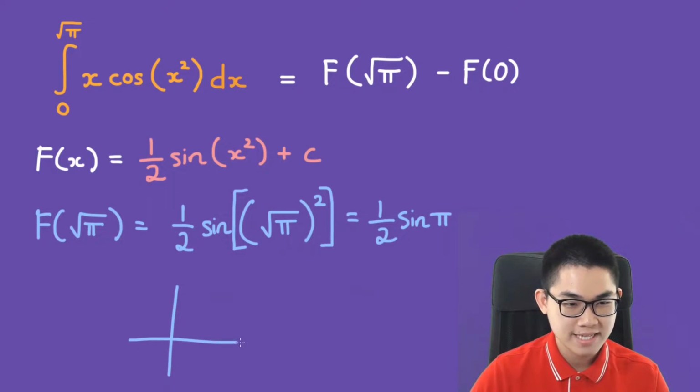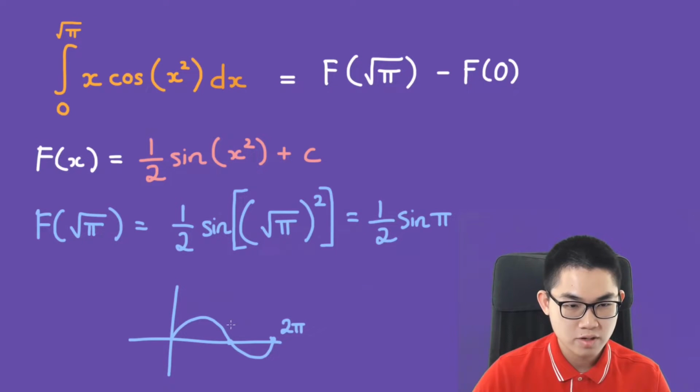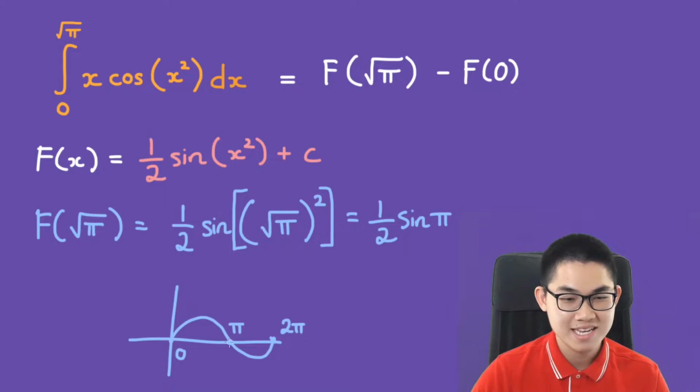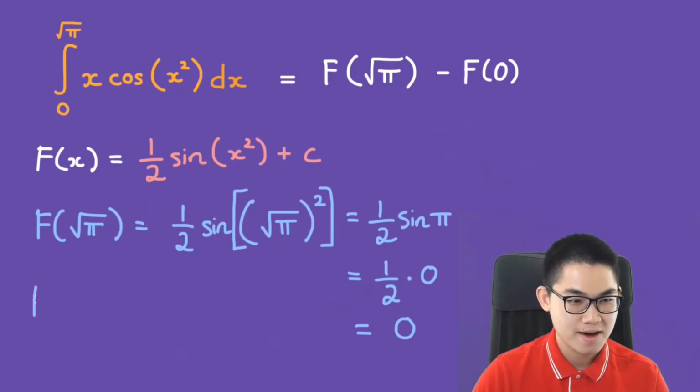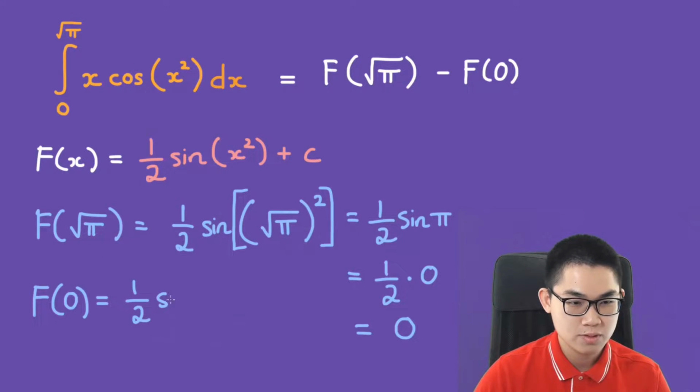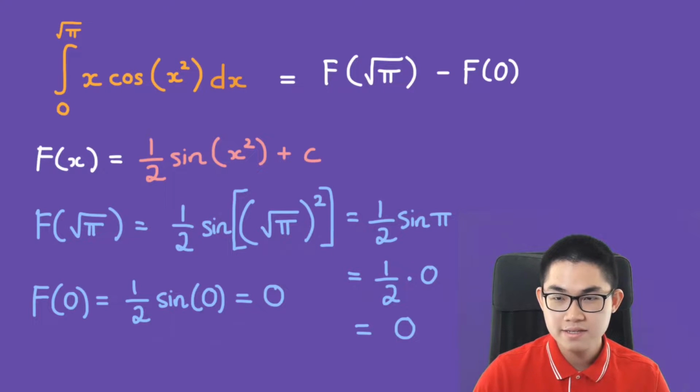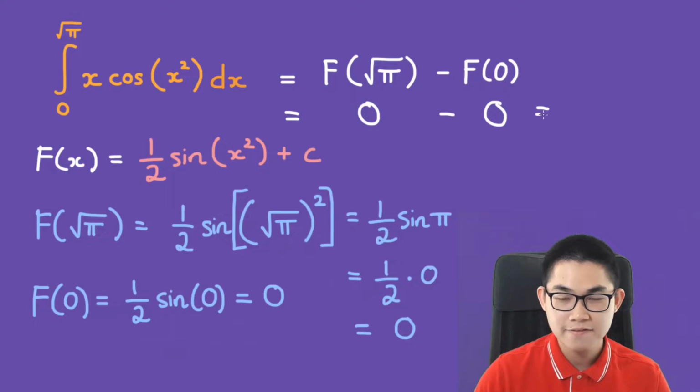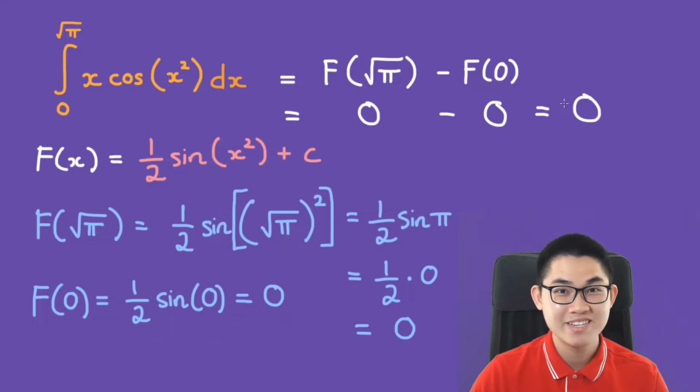So let's draw what sine looks like. Here is going to be 2 pi, here is going to be pi, and here is going to be 0. So sine of pi is going to be 0. And 0 times 1 over 2 is going to be 0. How about f at 0? Well, f at 0 is 1 over 2 times sine of 0 squared, which is 0. And finally, f at the square root of pi minus f at 0 is 0 minus 0.